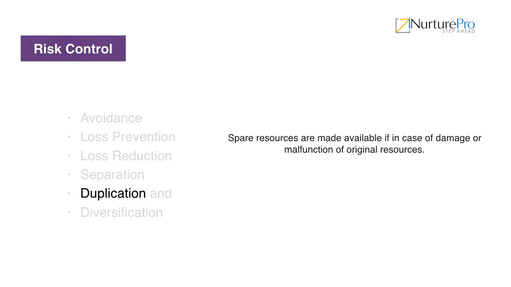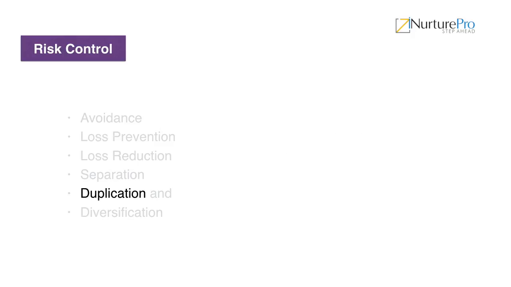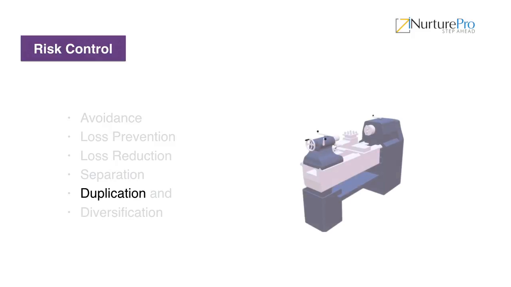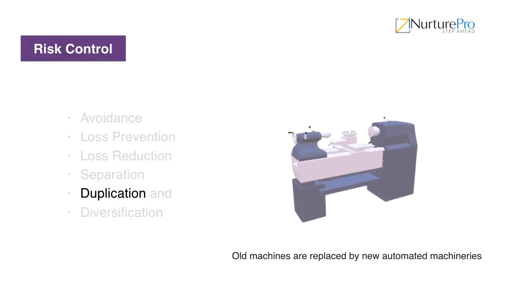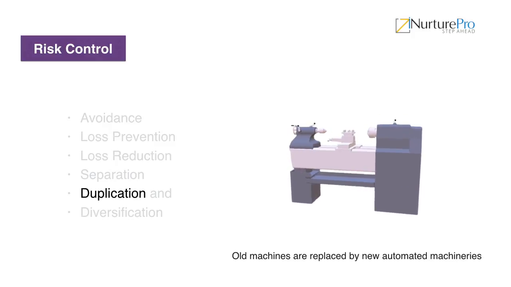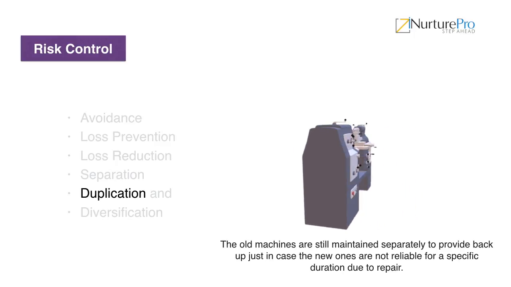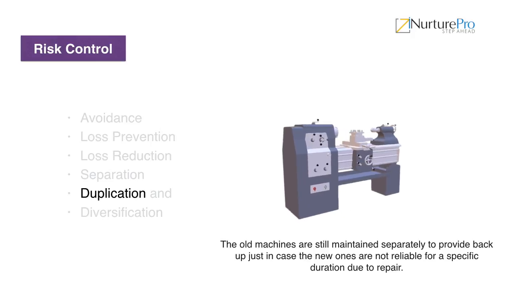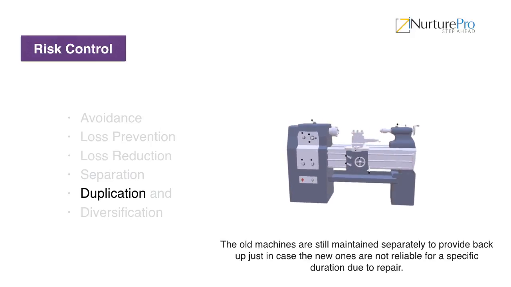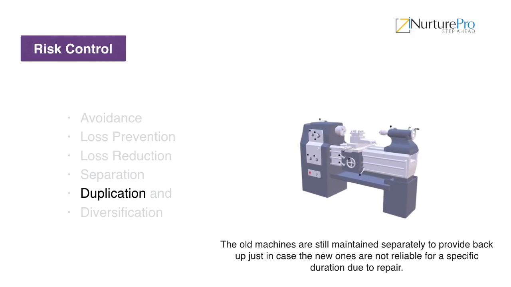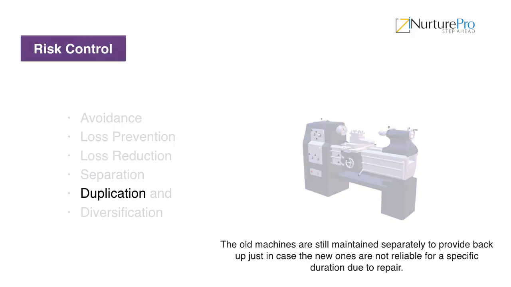Duplication. Duplication is a technique wherein spare resources are made available in case of damage or malfunction of original resources. For example, in a manufacturing unit, the old machines are replaced by new automated machineries. The old machines are still maintained separately to provide backup just in case the new ones are not reliable for a specific duration due to repair. Such a risk control technique is known as the duplication technique.